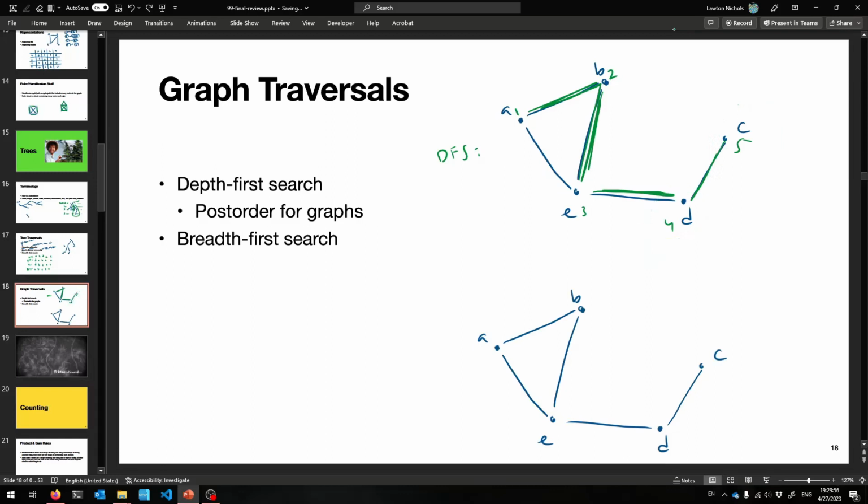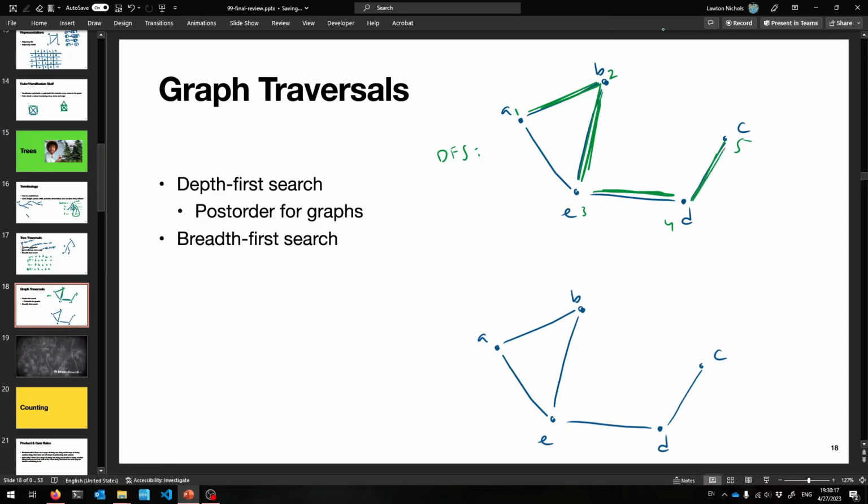Now we're back looking at D. Is there anything else left to see? No. Then we're back at E. Is there anything else left to see? Well, we could follow this edge, but we've already seen A, so we don't. And then we're back at B. Are there any other edges to follow? No. Then we're back at A. Are there any other edges to follow? Well, originally it wanted to follow this one, but we got to E already anyway. So that's going to be our depth first traversal.